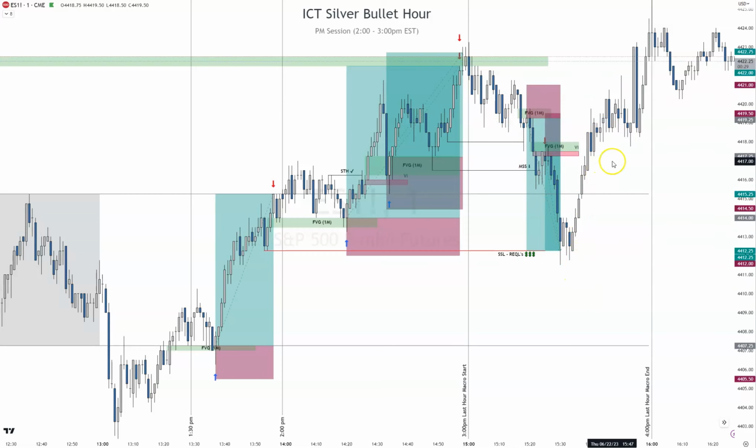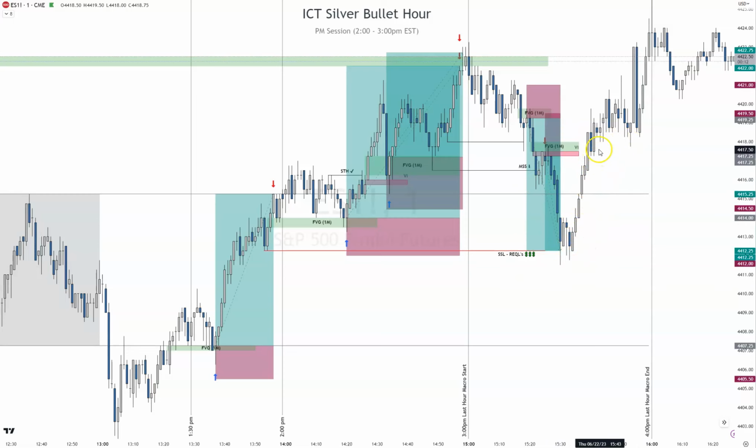Now, could you go long? Well, that took liquidity down here from the sell side. It took all the sell side liquidity out when it came down, sure, and now you're going up. And I don't see any reason to go long over here.